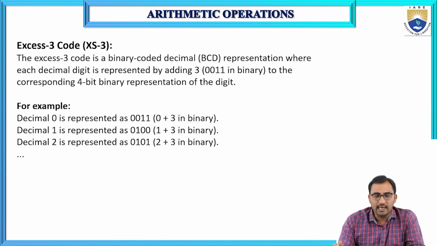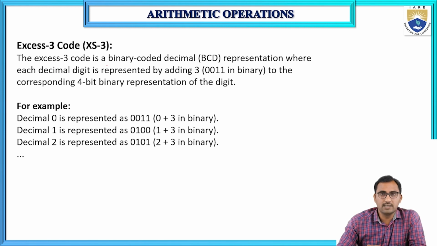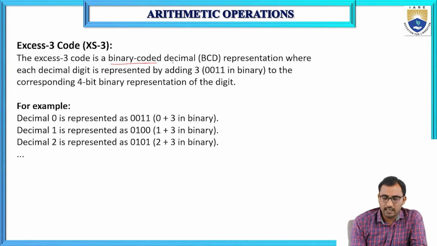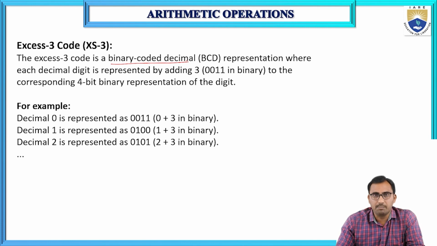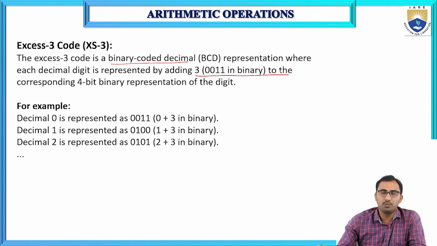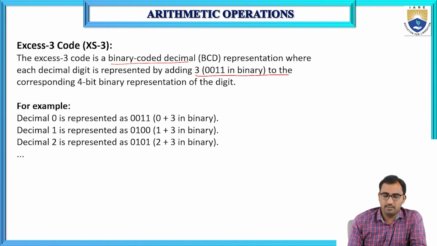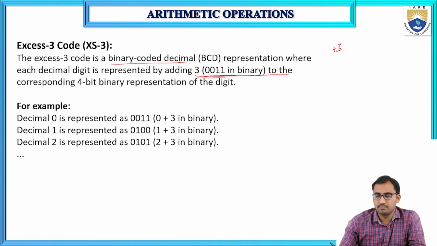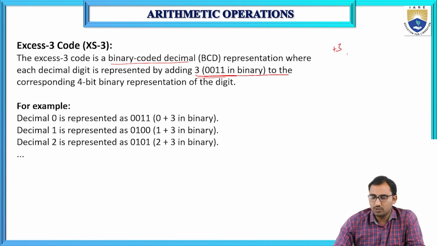So excess 3 code is a binary coded decimal. It is a BCD representation where each decimal digit is represented by adding 3 to the corresponding 4-bit binary number. See here, we are adding 3 to that number. Suppose we have a 3. How can we represent 3? 0 0 1 1. This is the binary representation of 3.